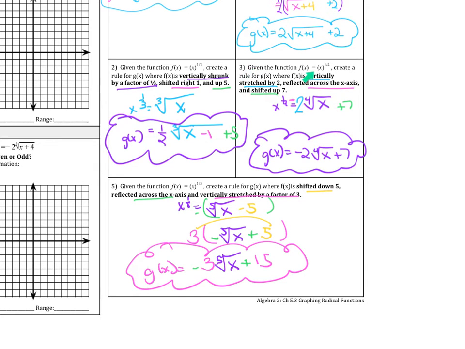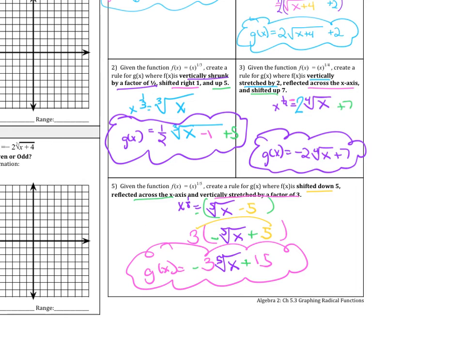Number 3, x to the 1/4 is 4th root of x. So vertically stretched by 2, so I put the 2 in the front. There was just the 4th root of x there, right? Then reflected across the x-axis means I did the negative next. Then the last part was shift up by 7. So I just shift up by 7. I don't have to multiply anything. It was applied at the very end. So this is good. So here is the final function.